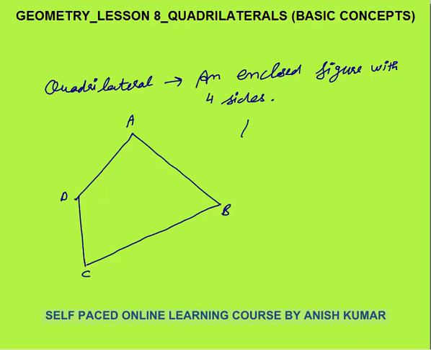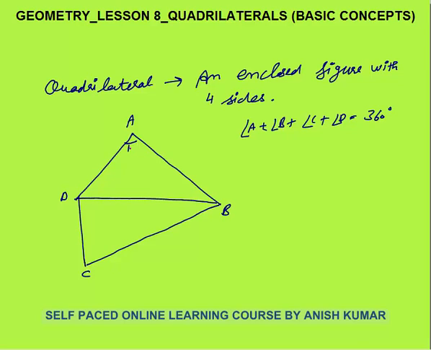First thing is that the sum of all the angles in a quadrilateral is 360 degrees. This is always true. The sum of all four angles is 360 degrees. How? You can draw a line between B and D. You can join B and D.